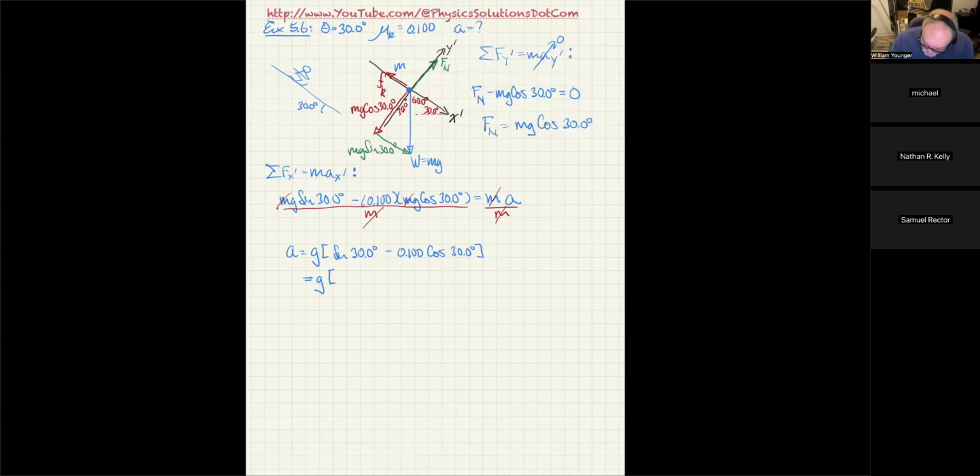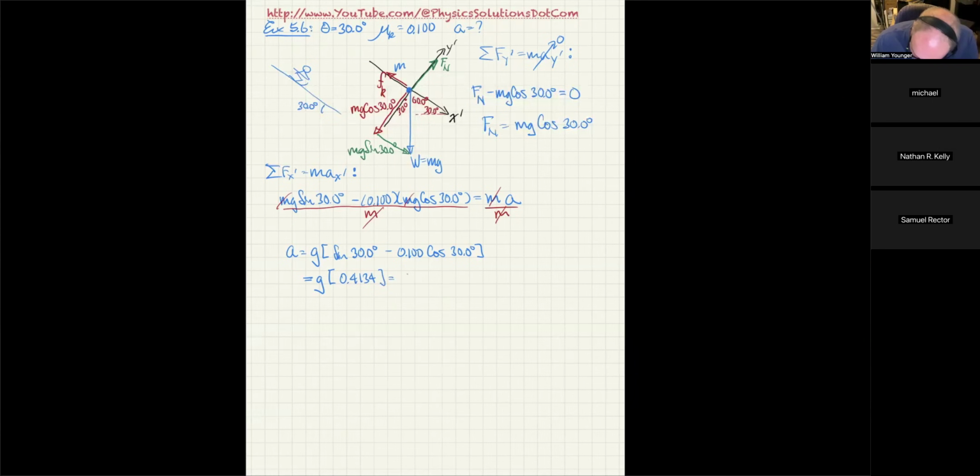So obviously the sine of 30 is 1/2. The cosine of 30 is 0.866, and then times 0.1 would be 0.0866. So I'm going to take sine of 30, and I'm going to say minus 0.1 times cosine 30, and that's going to give me 0.4134, and that is no units whatsoever.